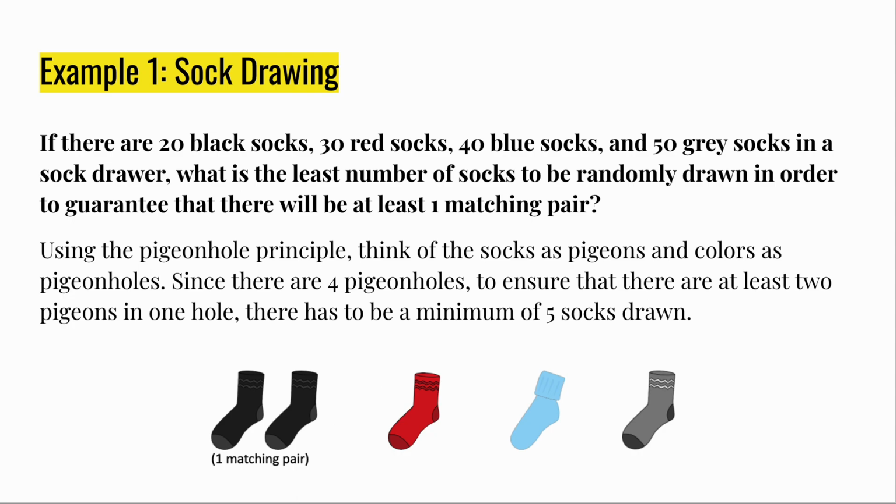To solve this, we can think of the socks as pigeons and colors as pigeonholes. Since there are 4 colors, we can conclude that there has to be more than 4 socks drawn to ensure a matching pair, which is 2 socks of the same color. The number of socks drawn, therefore, has to be more than 4, but as small as possible, so the answer will be 5 socks drawn.